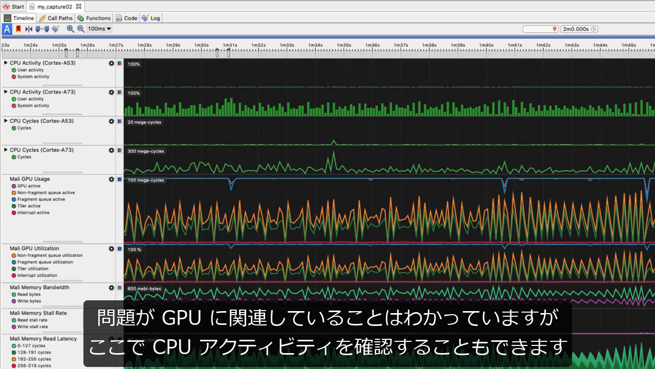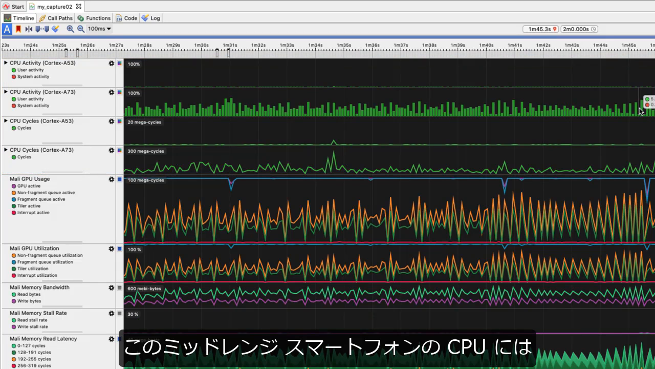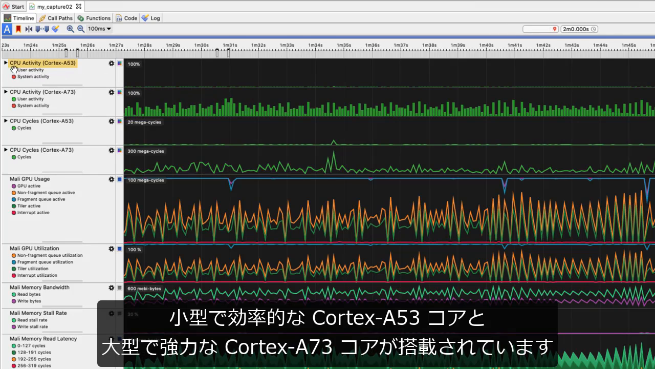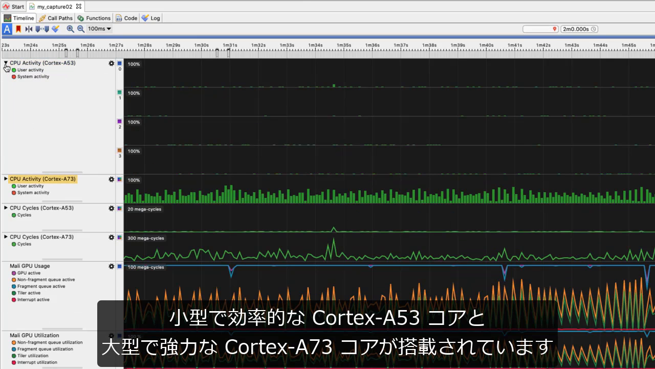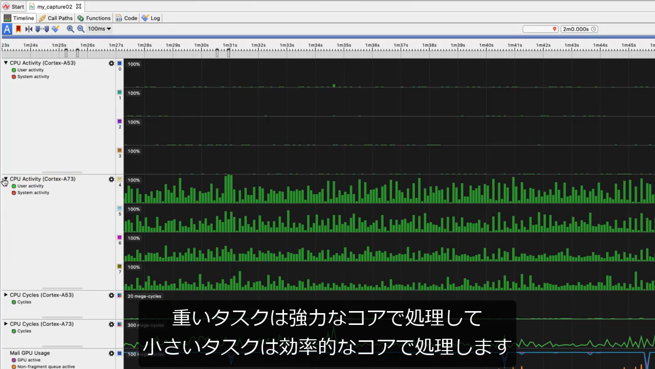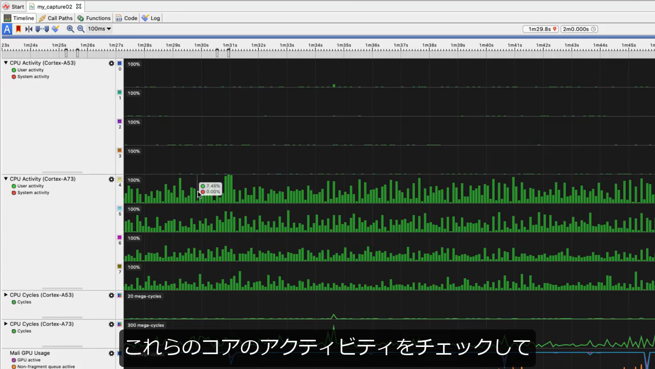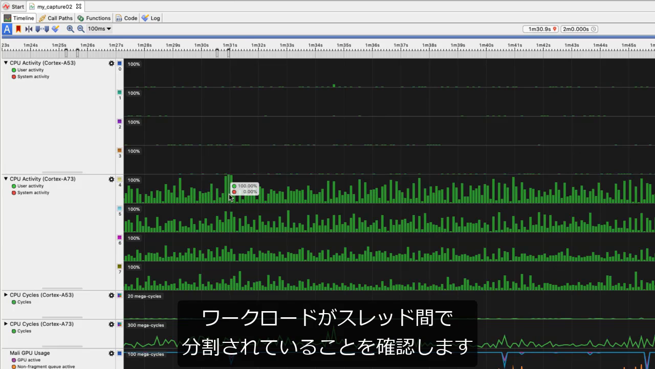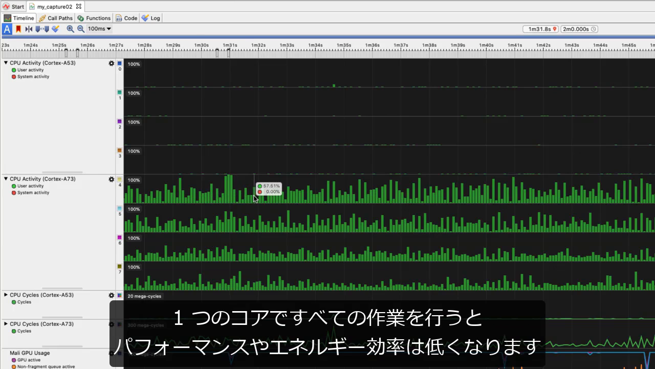We know that our problem is related to the GPU, but we can also check the CPU activity here. The CPU in this mid-range smartphone contains a mixture of small and efficient Cortex-A53 cores and large and powerful Cortex-A73 cores. Heavier tasks are handled by the more powerful cores, and smaller tasks by the more efficient cores. It's useful to check the activity across these cores to ensure that the workload is split across threads. If only one core is doing all the work, you're missing out on performance or energy efficiency.